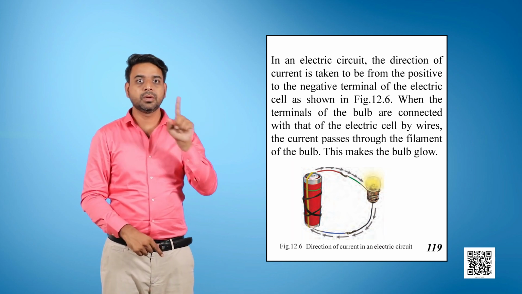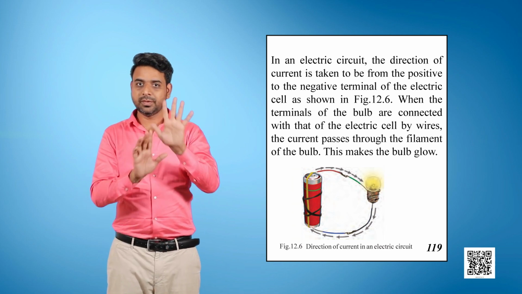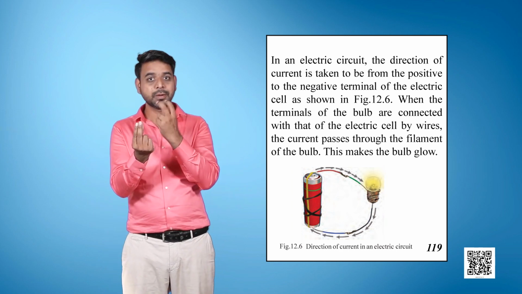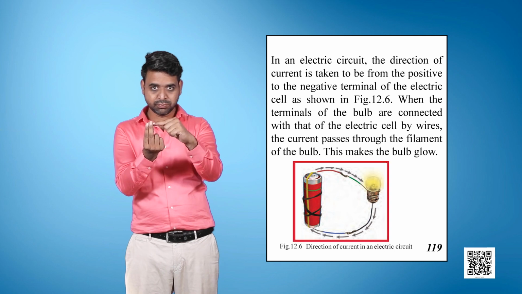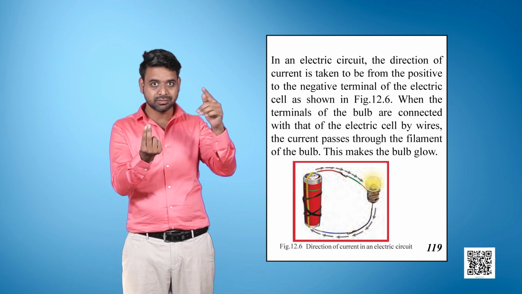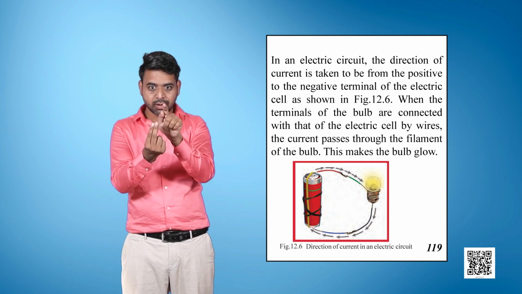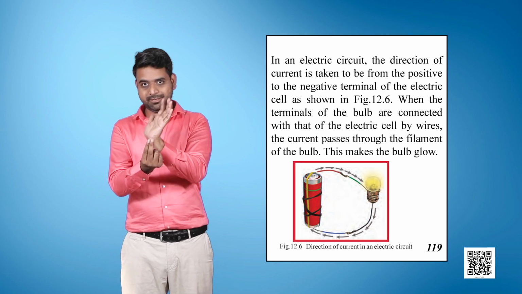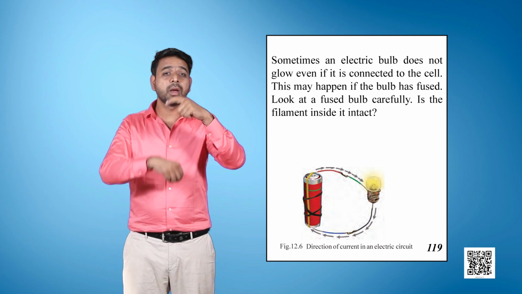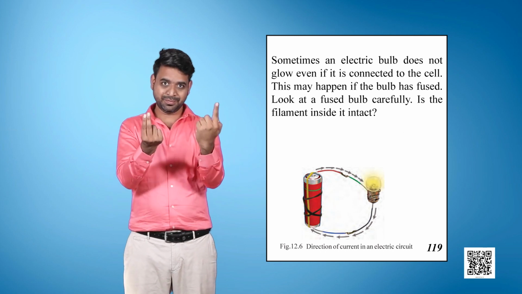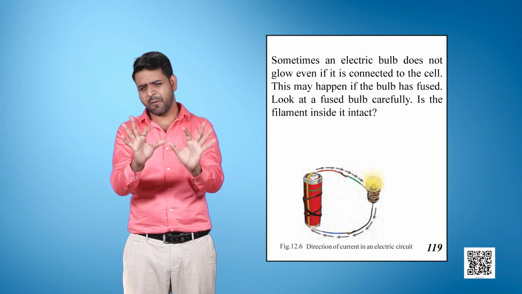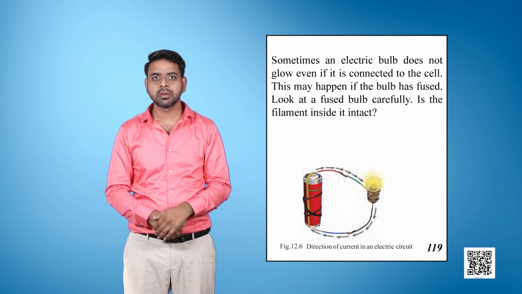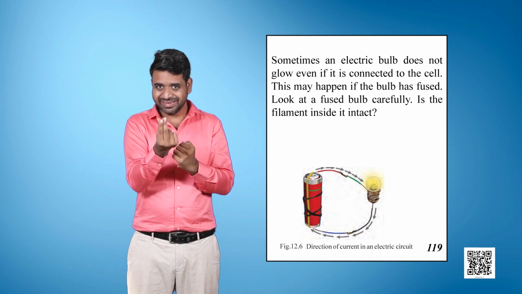As shown in figure 12.6. When the terminals of the bulb are connected with that of the electric cell by wires, the current passes through the filament of the bulb. This makes the bulb glow. Sometimes an electric bulb does not glow even if it is connected to the cell. This may happen if the bulb has fused.